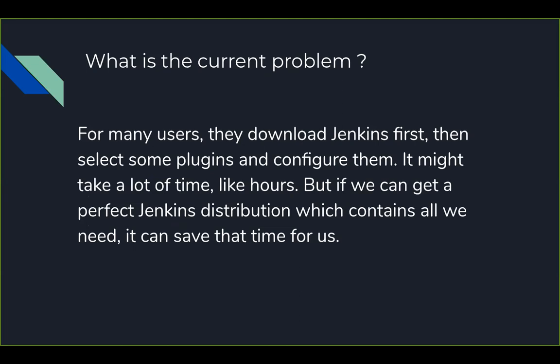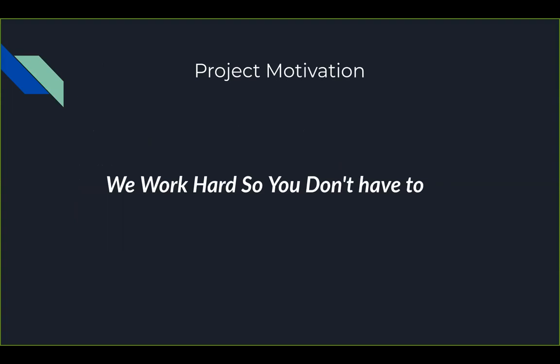What's the current problem? As I explained in the previous description, the problem is they would have to download Jenkins first, select some plugins, and configure them, which takes a lot of time. So we want to get a perfect Jenkins distribution right out of the box. It contains all that we need and can save all of that time for us. That's the problem we're trying to solve. There are links later, and you can visit the project ideas page, which describes the project in its nascent stages. But this is the entire gist. Okay, what's the project motivation?